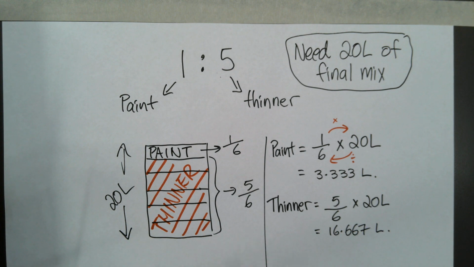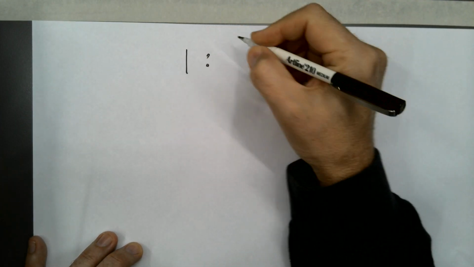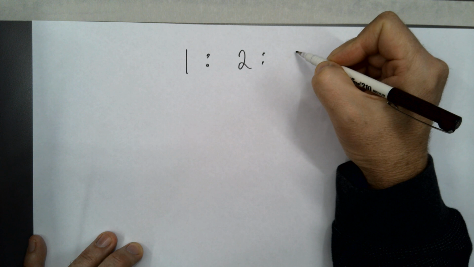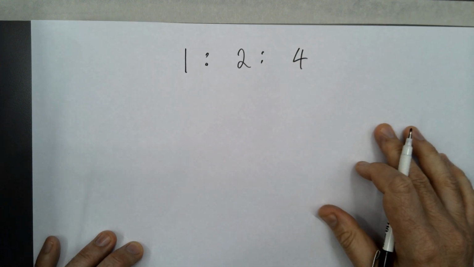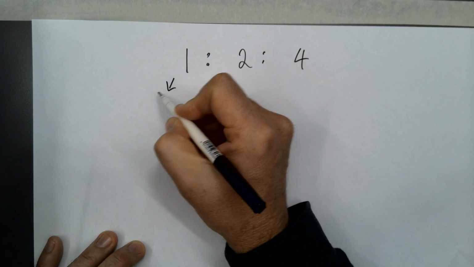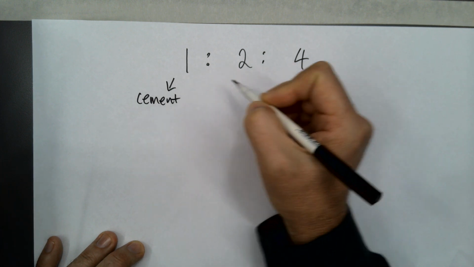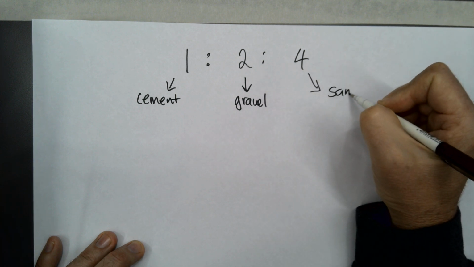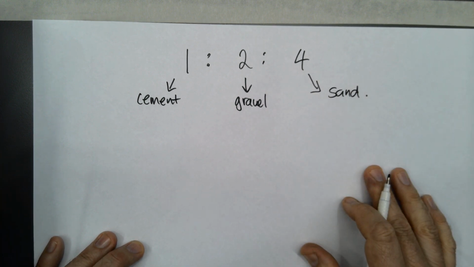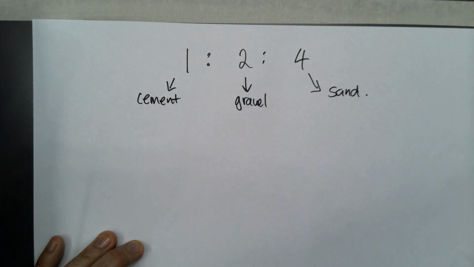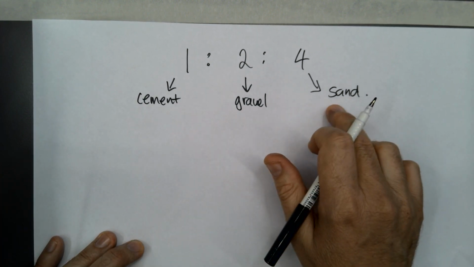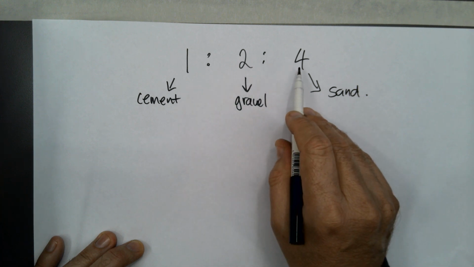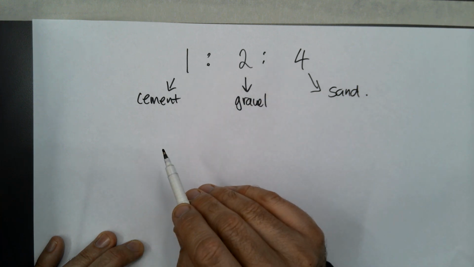Alright, let's just do one more, slightly weirder. Let's say we've got 3 ingredients. Let's say it's 1 is to 2 is to 4. Okay, maybe it's a concrete thing. So maybe that's the cement, maybe that's the gravel, and maybe that's the sand. Okay, so I've got 3 things. So how many parts in total? Well, it's not 3. There are 3 ingredients, but what I've got there is actually 7 parts. 1 plus 2 plus 4 is 7.